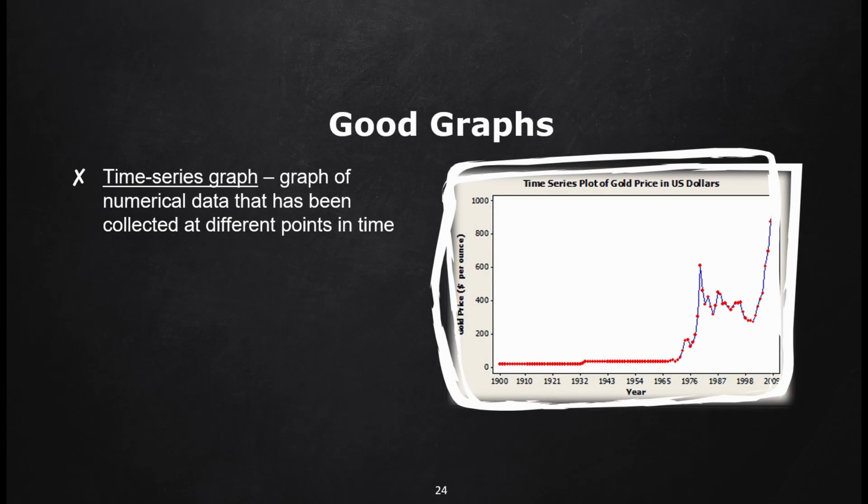A time series graph. This one's pretty cool. It's just numerical data collected at different points in time. The example shows the price of gold in dollars throughout the years. So if you're into the stock market or into precious metals or cryptocurrencies as well, time series graphs are used to show the price of those assets throughout different periods of time. It could be a day, a month, a year, or just all the time that that asset has been in circulation, which is pretty neat.